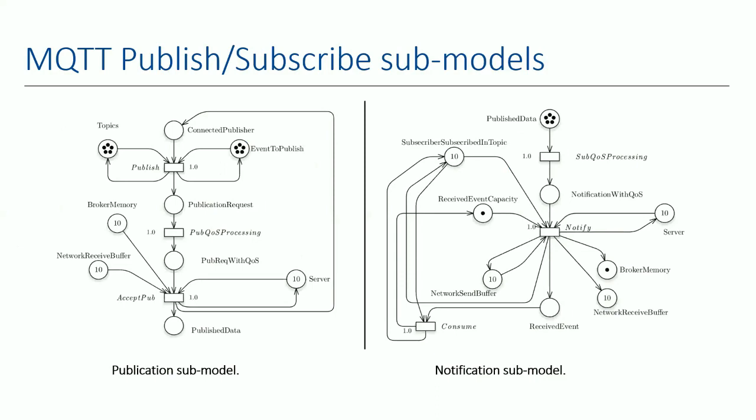The third submodel on the left is the publication submodel, which represents the publication process for connected publishers. Mainly, we have the publish transition, which is triggered when a connected publisher has an event or message to publish. The events or messages to be published are represented by tokens in the event to publish place.